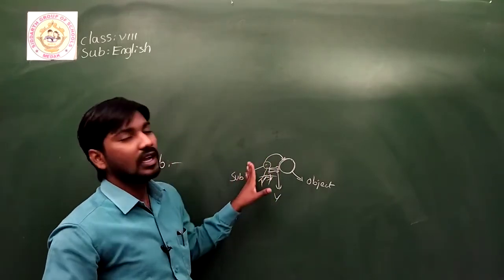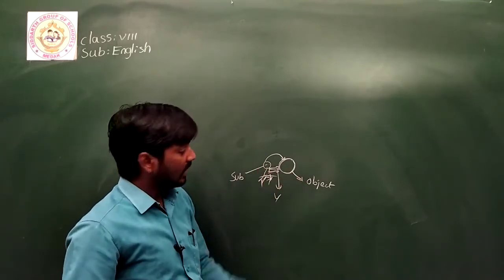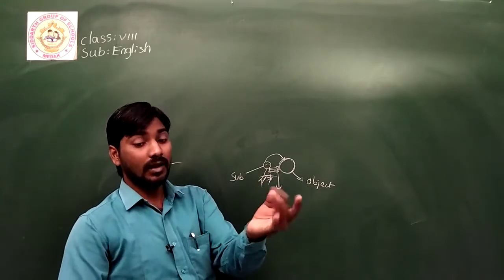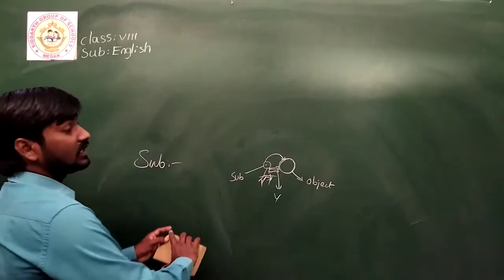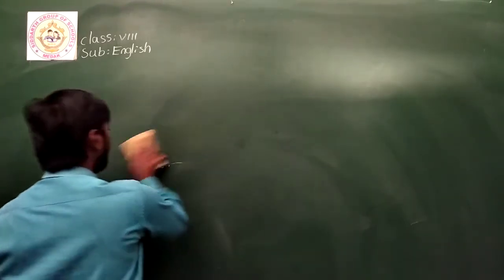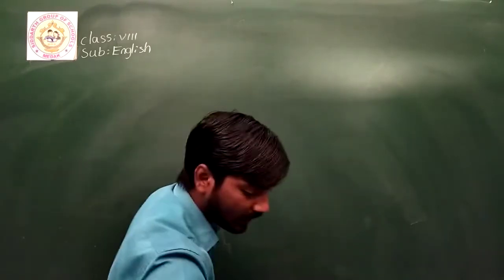So subject means the doer of the action, object the receiver of the action, and the process is called a verb. Finish. You learned subject, verb, and object. Now, what is the subject you learned? Then how many subjects do we have to know? How many subjects do we have in the English language? Very simple, we have only 3.